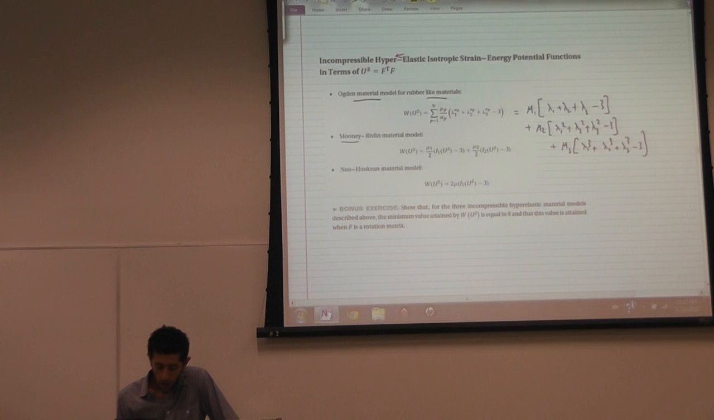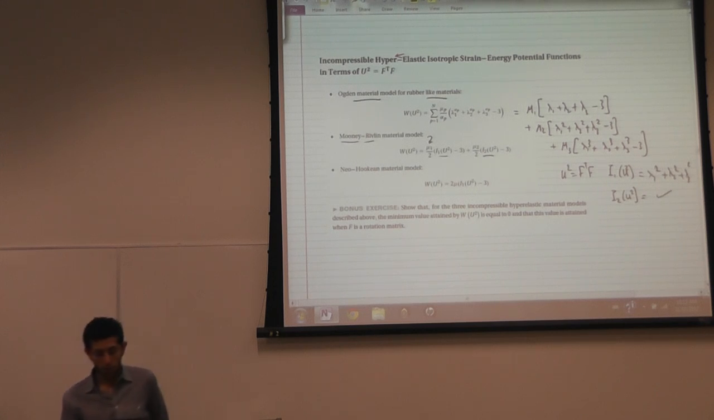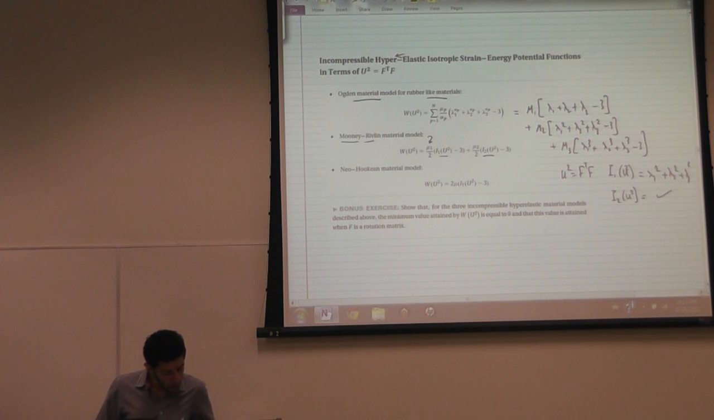Or there's another form, the Mooney-Rivlin material model, which is equal to a material constant multiplied by the first invariant of U squared. The first invariant of U squared is equal to the trace of F transpose F. I1 of U squared is equal to lambda 1 squared plus lambda 2 squared plus lambda 3 squared. And I2 of U squared is equal to lambda 1 squared lambda 2 squared plus lambda 2 squared lambda 3 squared, and so on.